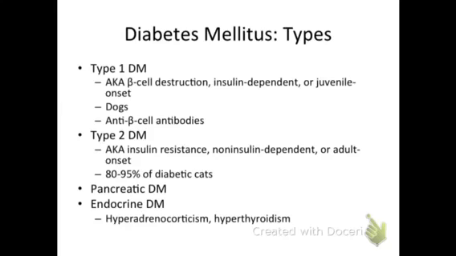In dogs, diabetes mellitus is most commonly secondary to immune-mediated destruction of beta cells, and this leads to an insulin deficiency. However, in cats, diabetes typically results from tissue insulin resistance. Diabetes can also be secondary to pancreatitis or endocrine diseases such as hyperadrenocorticism or hyperthyroidism.